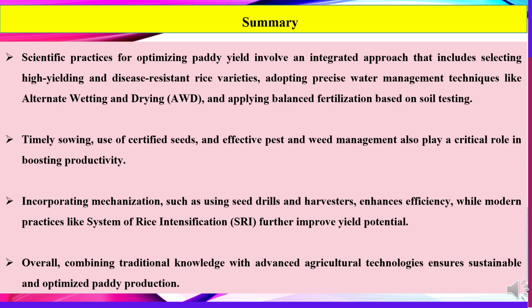Incorporating mechanization, such as using seed drills and harvesters, enhances efficiency, while modern practices like System of Rice Intensification, SRI, further improve yield potential. Overall, combining traditional knowledge with advanced agricultural technologies ensures sustainable and optimized paddy production.